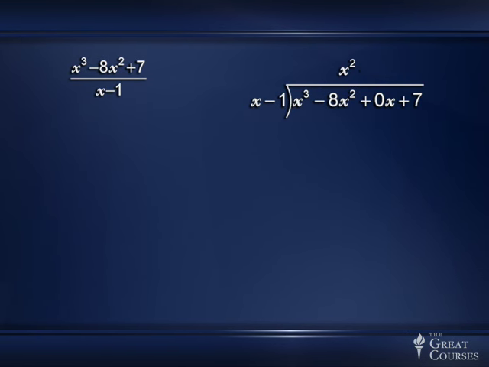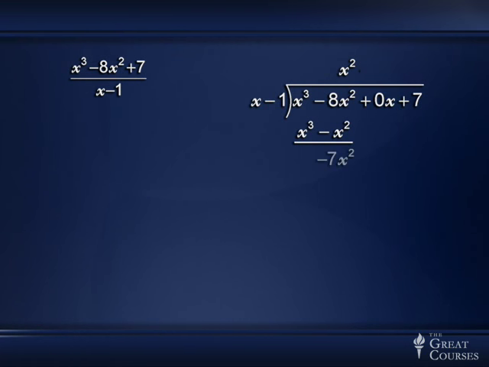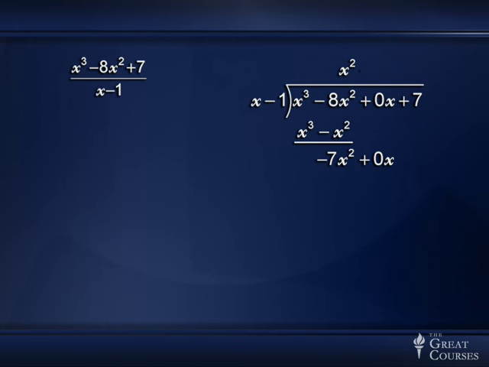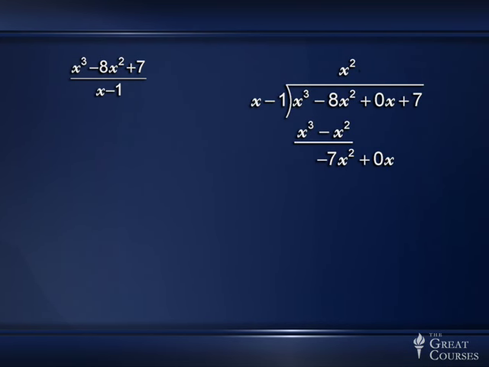And once I multiply the x minus 1 times that x squared that I've written on top, I'm going to have x cubed minus x squared. Doing the subtraction gives me negative 7x squared, and then I'm going to have to drop a plus 0x. And yes, drop it. You really need to do that. Now, the x minus 1 then goes into a negative 7x squared. Well, it goes in negative 7x times.